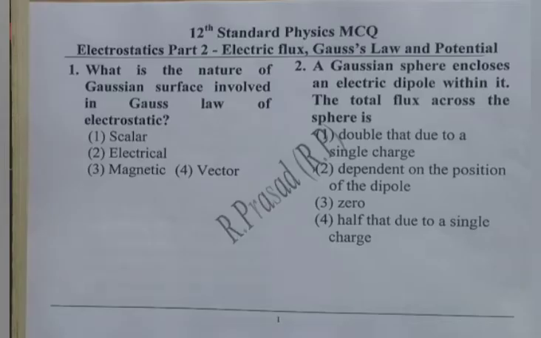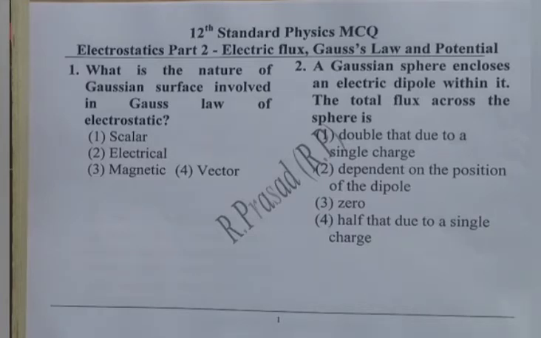Dear students, in this second session for second year, we learn regarding electric flux, Gauss law and potential. Some MCQs like this. So first we read, what is the nature of Gaussian surface involved in Gauss law of electrostatics? We are given as options scalar, electrical, magnetic and vector.